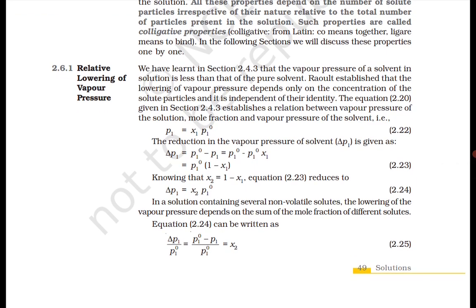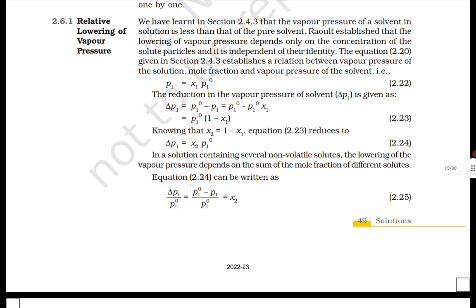2.6.1 Relative lowering of the vapor pressure. We have learnt in section 2.4.3 that the vapor pressure of a solvent in a solution is less than that of the pure solvent. Raoult's law established that the lowering of the vapor pressure depends only on the concentration of the solute particles and is independent of their identity. Equation 2.20, given in section 2.4.3, establishes a relation between the vapor pressure of the solution, mole fraction, and the vapor pressure of the solvent, that is, P1 = x1 P1°.